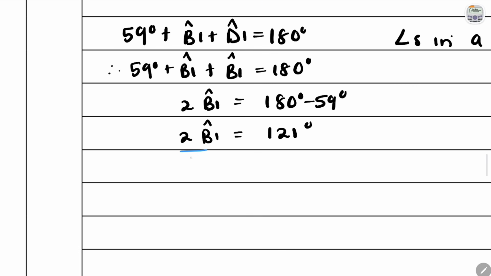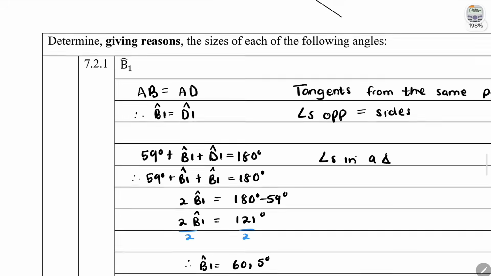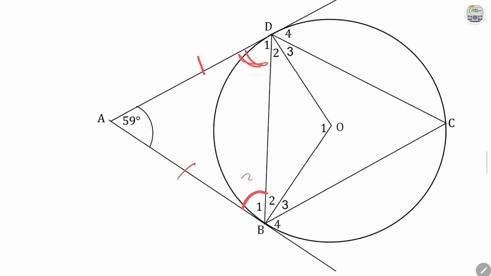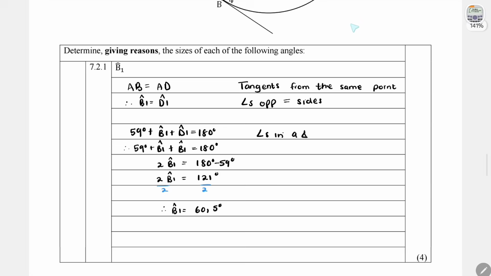And then we'll have to divide both sides by 2 to finally solve for angle B1. So it means that angle B1 is equal to 60.5 degrees, because 121 divided by 2. Okay, so angle B1 is equal to 60.5 degrees. And you can fill this in on your diagram just in case it helps you with the next calculation. Okay, moving on to the next question.